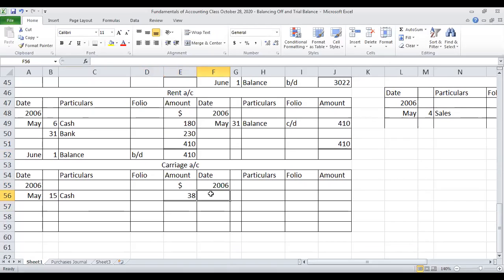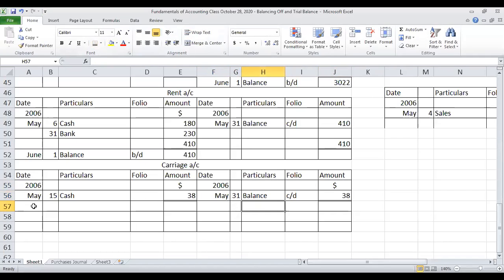Over this side now you have May 31 and a balance CD 38. That's it. In this case, you would not need to draw up any single and double line. Just draw a double line and that's it for this case, right?